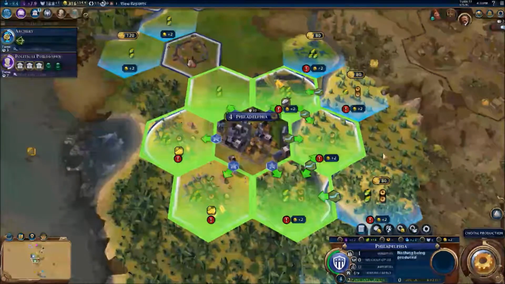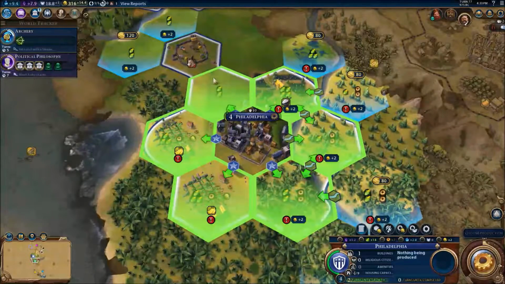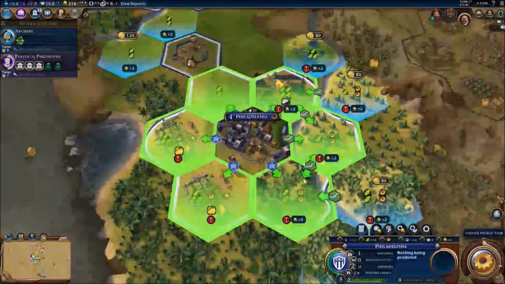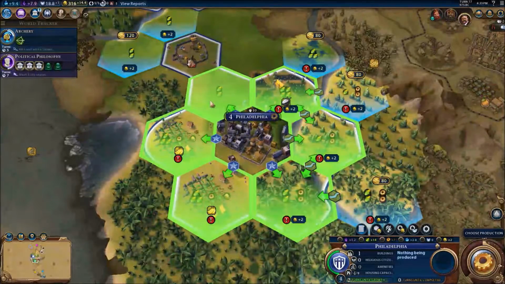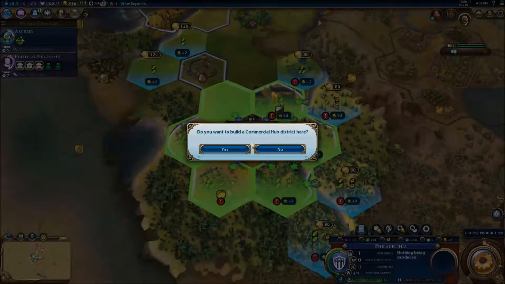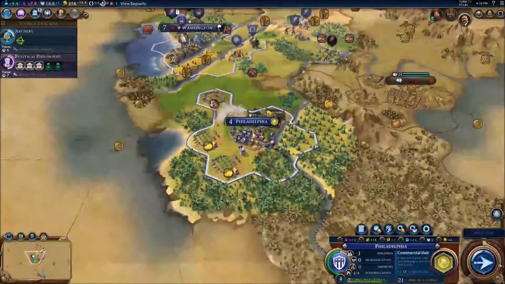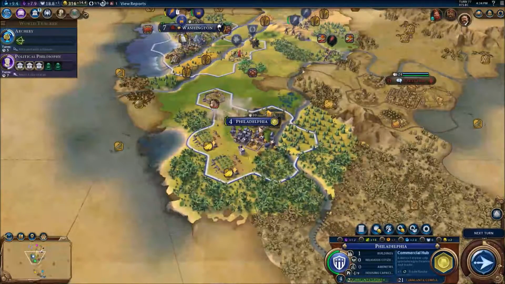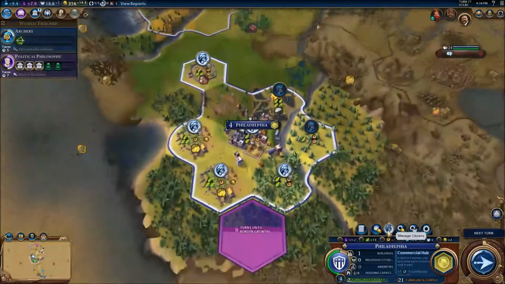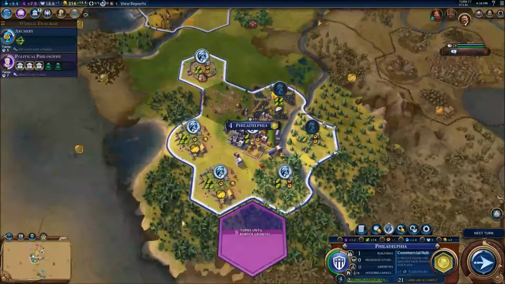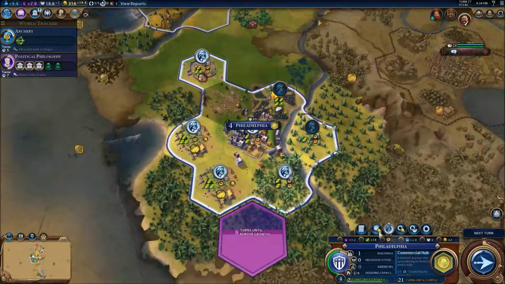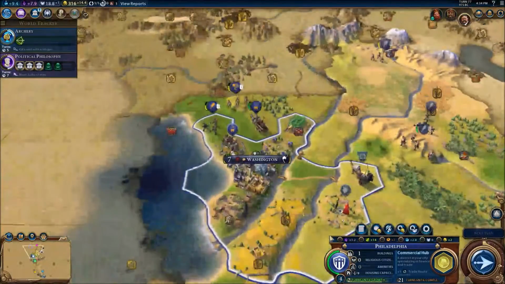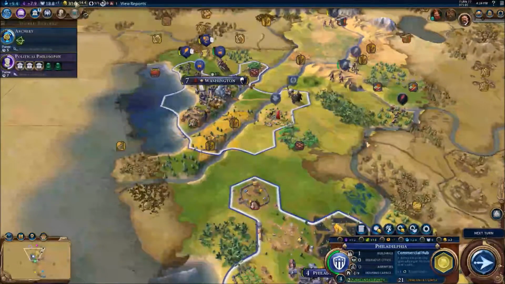Yeah, probably not a good idea to put it right on food, but we don't really go on that, and we've got food aplenty thanks to the rice. Alright, so we'll have the commercial hub go there. Wait. We're going to have one of these jungle ones pop next turn, in about 8 turns, so not a problem. And we can always buy one.